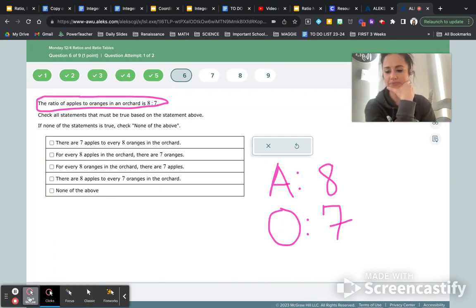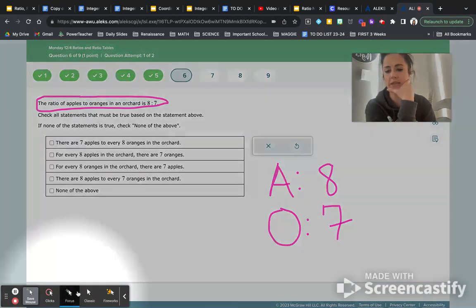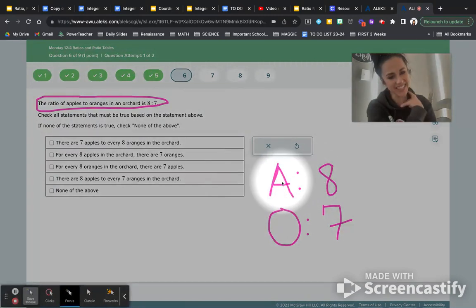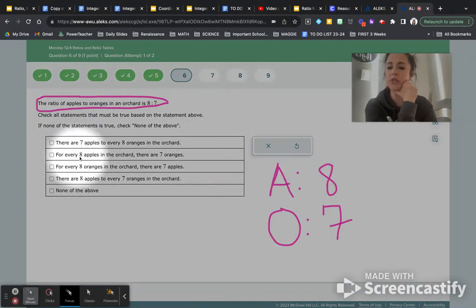I don't know if it's actually showing you what I'm showing you or not, so I'm hoping that it does. Oh, that's kind of nice. So if it says for every 8 apples, there are 7 oranges, 8 apples, 7 oranges. Yes, that is it. I'm wondering if it'll let me, yay, it still lets me click.